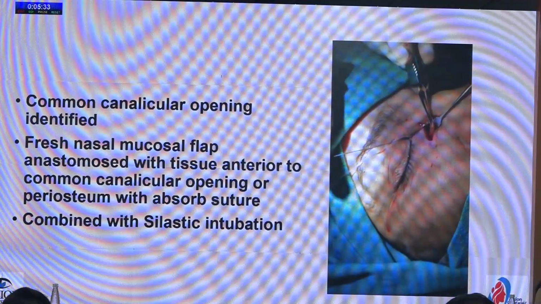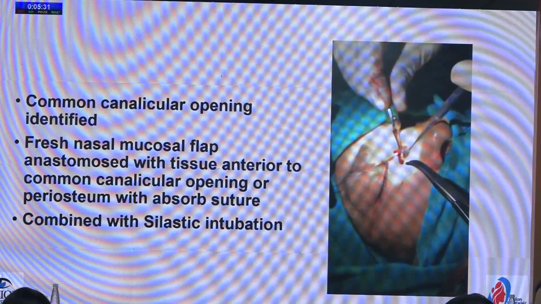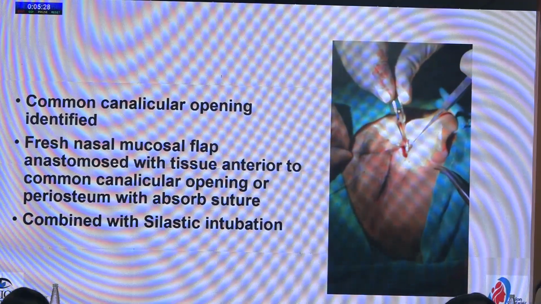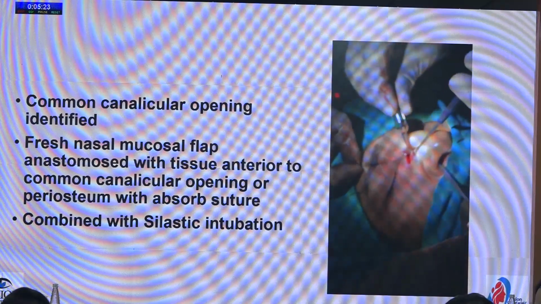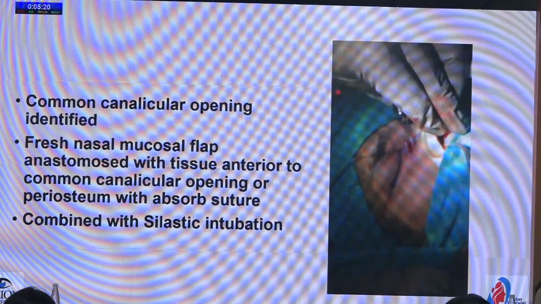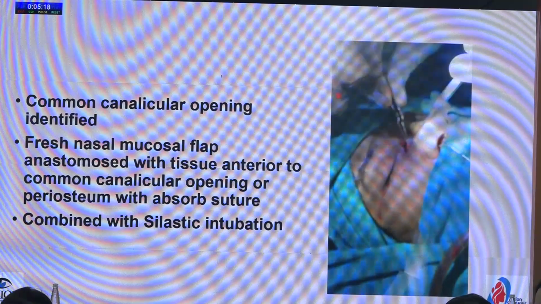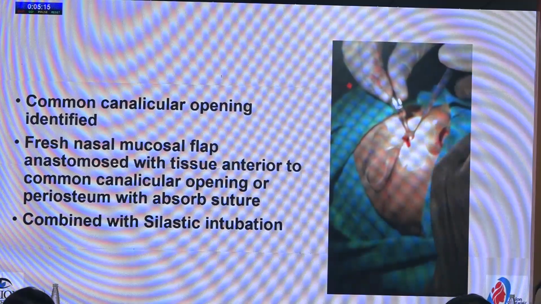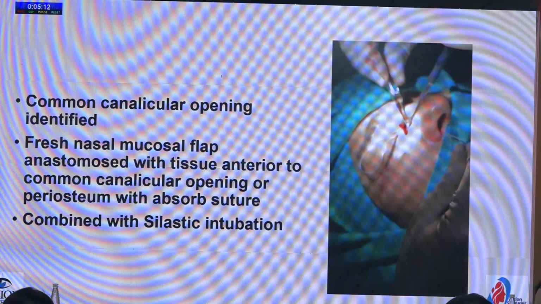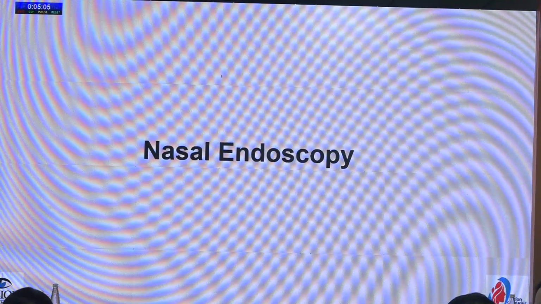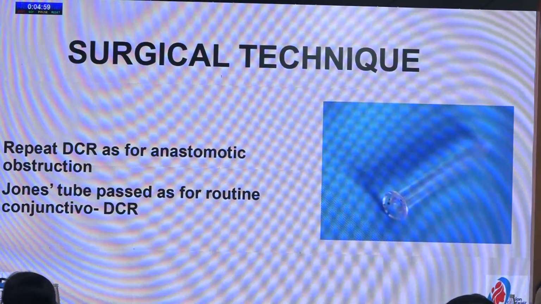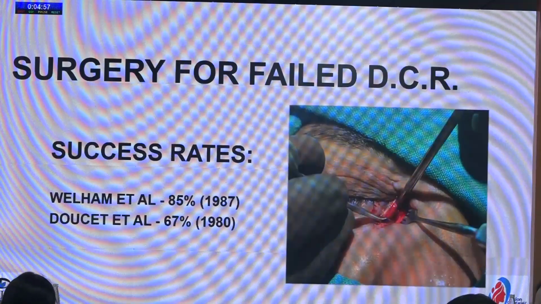Once your common canalicular opening is identified and you've made the flaps, you need to combine it with an intubation. What we commonly do is a bicanalicular intubation, wherein we introduce the tube into either canaliculus, and we pull it out through the nose after removing the nasal pack. Once that is done, you can either just tie it down tightly, or you can anchor it to the nasal mucosa. Nasal endoscopy is another way to find out if there are any nasal pathologies or strictures which need to be treated separately. And of course, a Jones procedure for a conjunctival DCR.